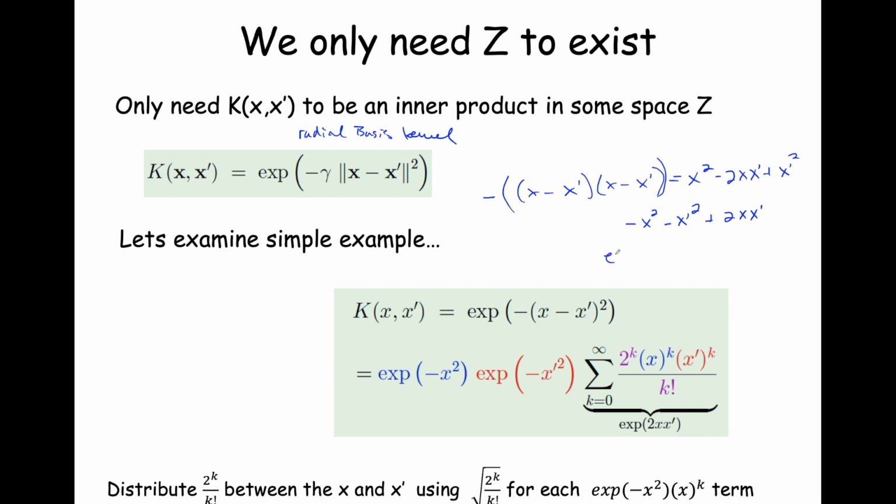So that would be e to the minus x squared, times e to the minus x prime squared, times e to the 2x x prime. Okay, so if we write that out, we have e to the minus x squared, e to the minus x prime squared, and then we have this e to the 2x x prime.